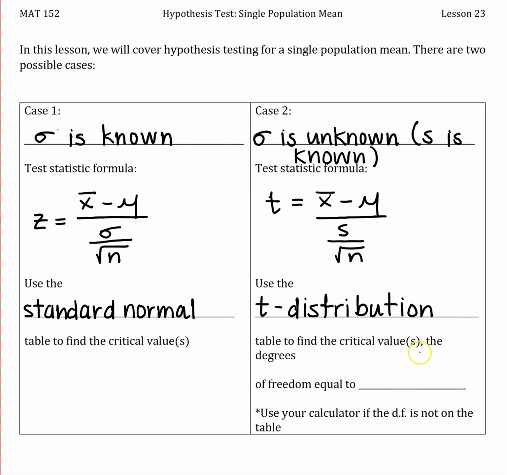To find the critical value, we also need to know the degrees of freedom, and the degrees of freedom is equal to the sample size minus 1. That is n minus 1. It is possible that your degrees of freedom does not show up on the t distribution table, and in that case we will need to use the calculator to find our critical value, and we will see an example of that later in this lesson.